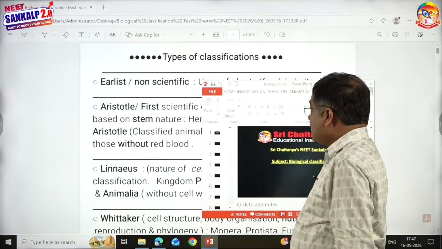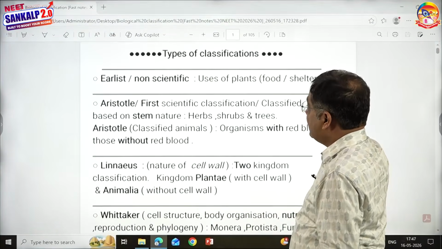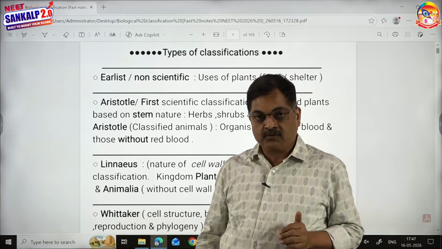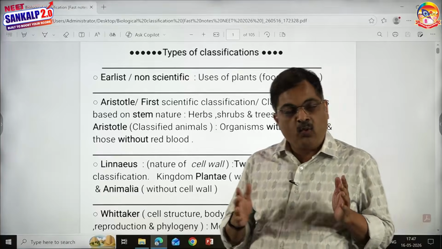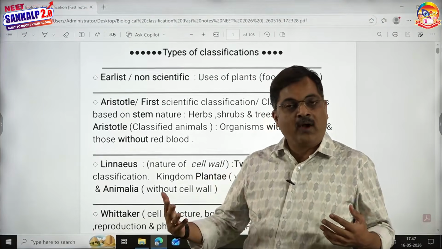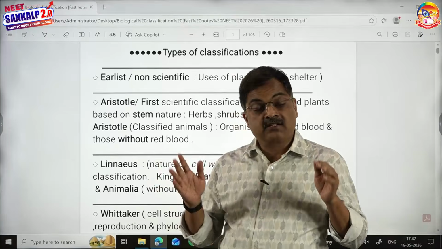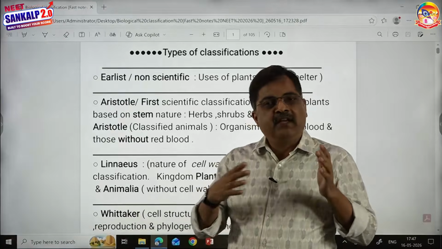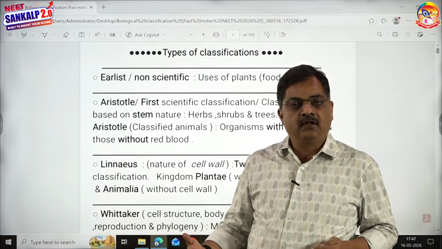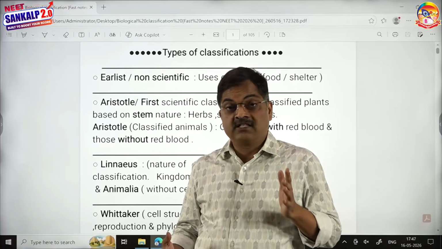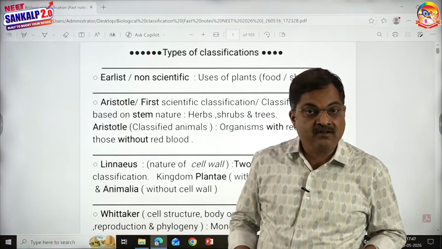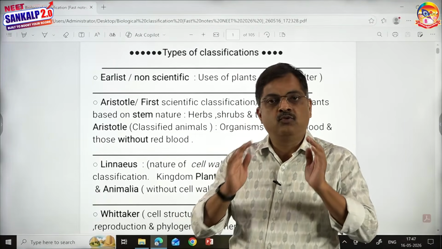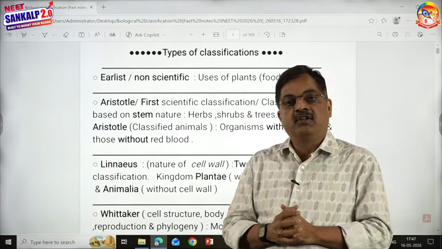Now, very important first is the types of classification. Broadly, first listen to me, then we'll see what is on the board. Two types of classifications: one based on science, scientific, and another not based on science, that is non-scientific. If we classify plants into useful, unuseful, and poisonous plants, then it is non-scientific because there is no science involved. And if you classify living organisms based on certain rules or criteria, you call it scientific.